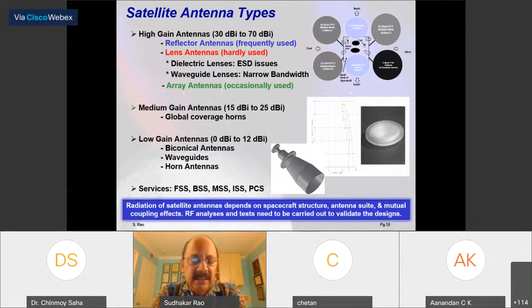Services, I think we talked about fixed satellite service, broadcast satellite service, which is basically high definition TV channels for national and local channels, mobile satellite service, inter-satellite links, and personal communication services.